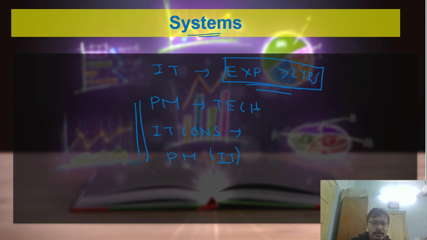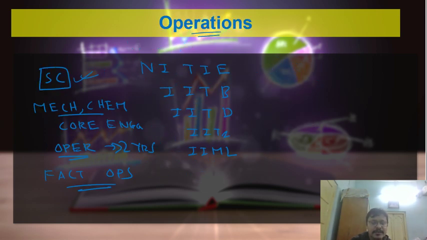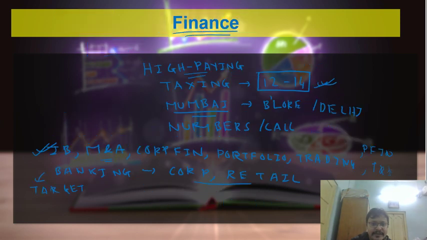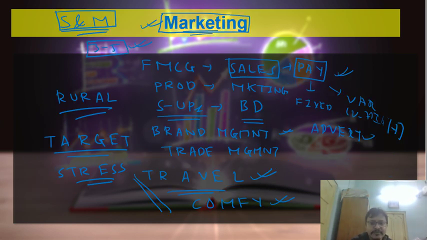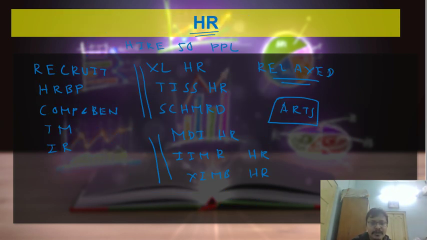HR and systems are the most relaxed ones. The most stressful is probably sales and marketing, followed by finance. In terms of hours, finance. In terms of nature of work, sales and marketing are the most stressful. Most chilled out, HR, and then followed by systems.